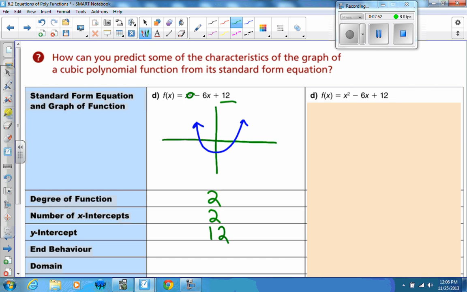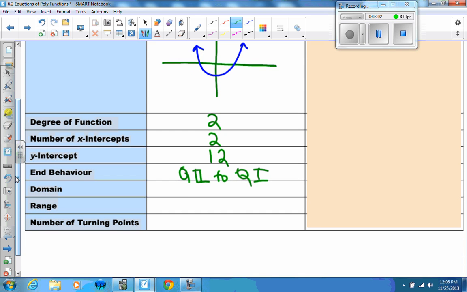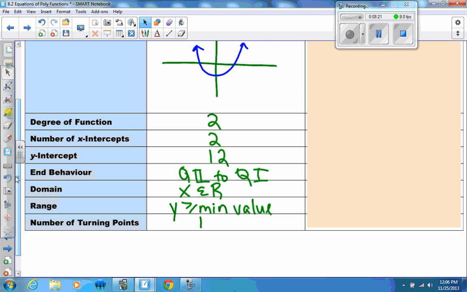Your end behavior goes from quadrant 2 to quadrant 1. The domain of any of these equations is always the same: x is an element of the reals. Since your parabola opens upward, y has a minimum value, so y is going to be greater than or equal to your minimum value. And the number of turning points on this graph will be 1.